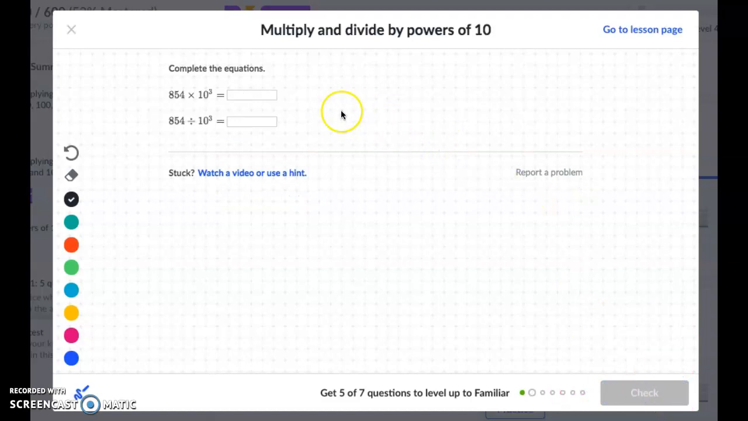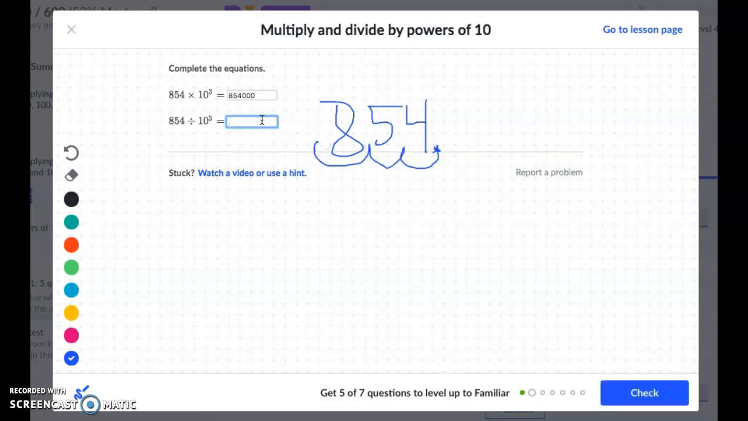So 854 times 10 to the third is going to be 854 with 1, 2, 3 zeros. Okay, 854 divided by 10 to the third is going to be a little bit different. We have our 854, and remember that when we divide, we move the decimal to the left. In 854, our decimal's really hiding out right here. We're going to divide by 10 to the third, which means we shift that decimal 3 times. 1, 2, 3. So our answer is going to be decimal 854 for that one.